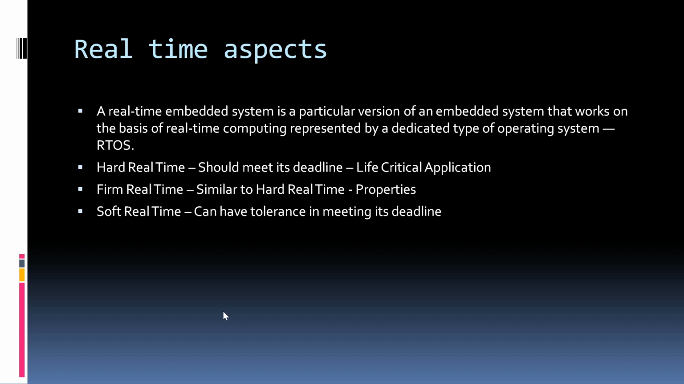A real-time embedded system is a particular version of embedded system that works on the basis of real-time computing, implemented by a dedicated type of operating system, an RTOS. There are hard real time, firm real time, and soft real time. In hard real time, the system must meet its deadline. Firm real time is similar to hard real time, while soft real time can have tolerance in meeting its deadlines.